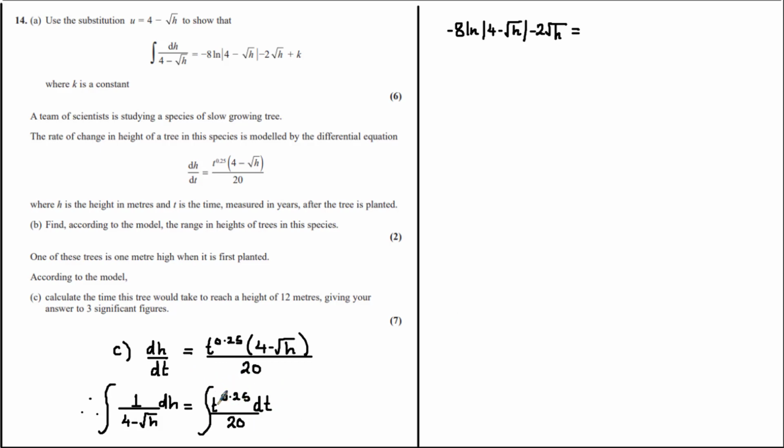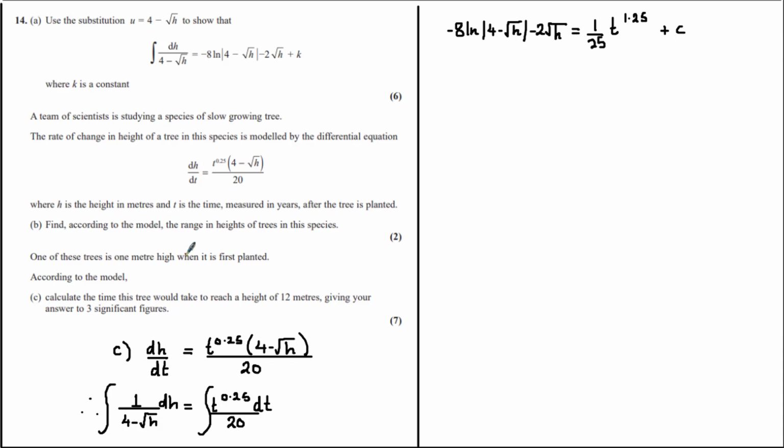So here we need to raise the power, which gives us 1.25, and then we need to divide by 1.25, and that gives us 1 over 25 times t raised to the 1.25 plus our constant of integration. Now in order to find the general equation linking h and t, we need to work out what this constant of integration is. And here we've been given in the question that one of these trees is 1 meter high when it was first planted.